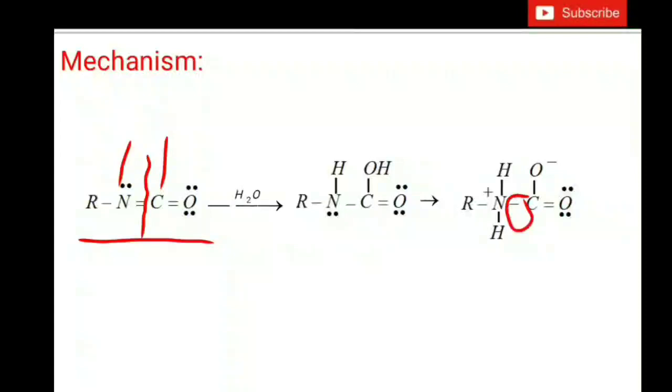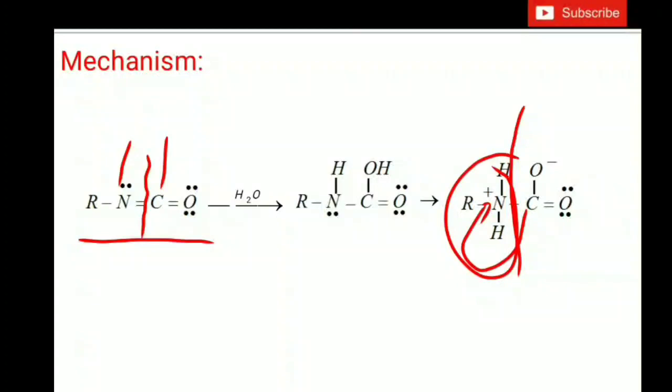So there will be transfer of proton from the OH group to nitrogen. So the structure will become like this, and in this structure, this sigma bond present between carbon and nitrogen will be broken and will be transferred to nitrogen, because nitrogen has a positive charge. It can accept the electron pair. So this sigma bond will be broken and transferred to nitrogen. So here the bond is broken, so you will get RNH2.